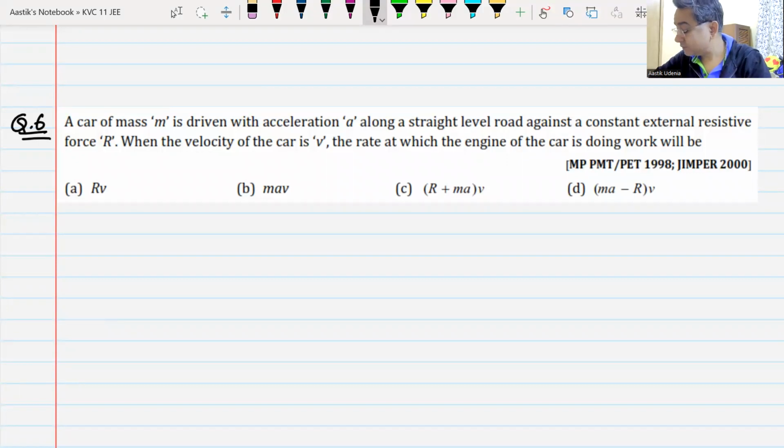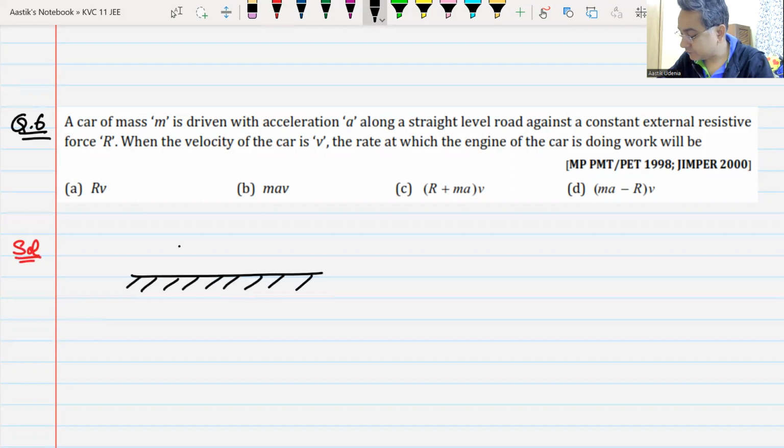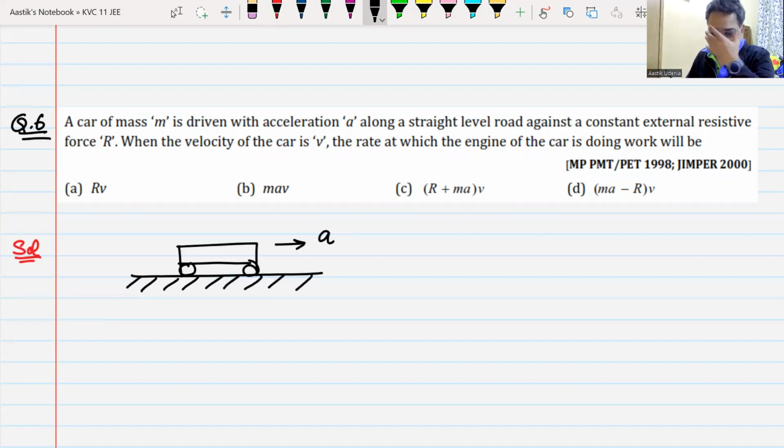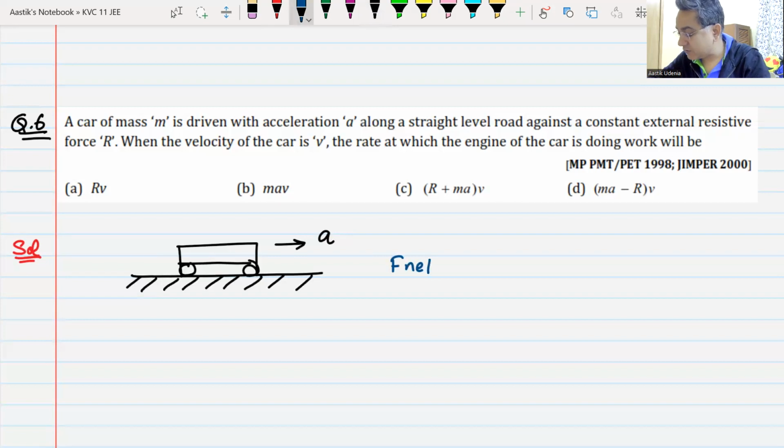Anyone with an answer? Sir, answer is (ma minus r) into v, sir. Okay, so how are we supposed to do this? This is the vehicle, beta. The vehicle is moving on a road. The acceleration is a. Now, whenever we have the acceleration a, I can write the equation that net force acting on this will be equal to m into a. Yes or no?